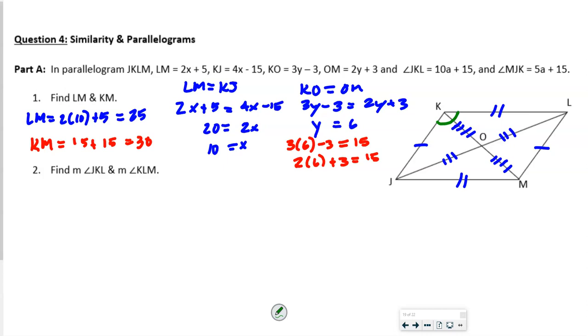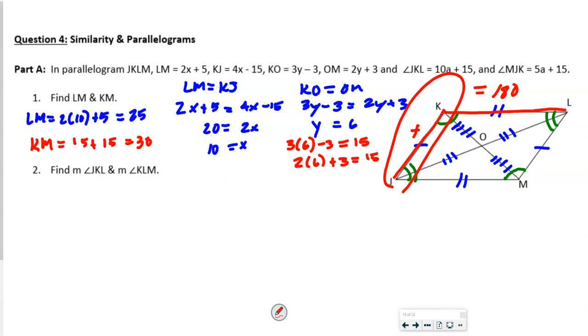Now we have a couple properties here that I want to talk to you about. Opposite angles are congruent. So that means these angles are congruent, but also when I add two angles that are next to each other, so if I add these two angles together, that has to equal 180. That means consecutive angles are supplementary, right? So it's asking us about JKL.